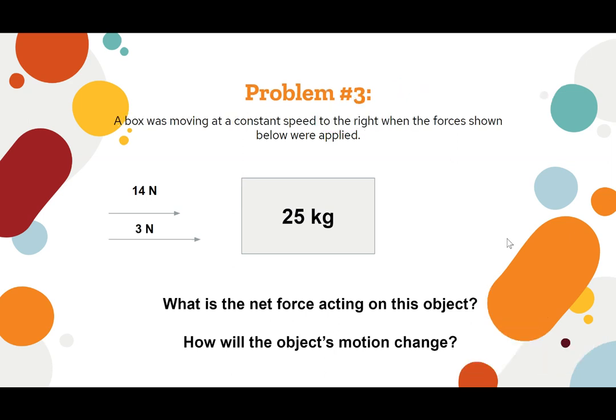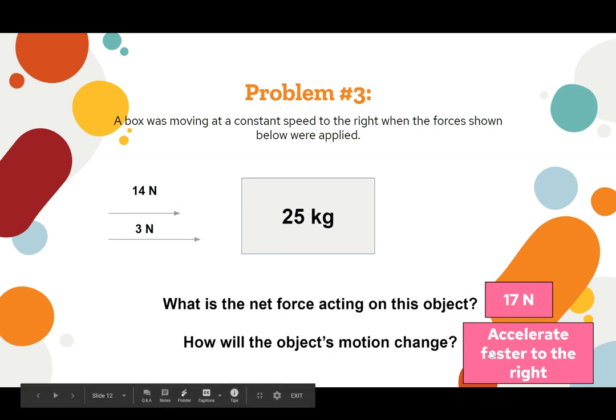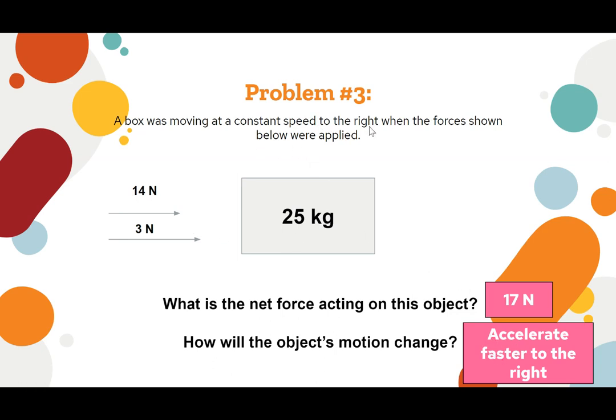Problem number 3. A box was moving at a constant speed to the right when the forces shown below were applied. So I have 14 newtons and 3 newtons, both moving to the right. So the net force is 17 because they're both in the same direction. So we add them, and it's going to accelerate faster to the right. It was already moving at a constant speed to the right. The forces were applied to the right. And since our net force isn't 0, it's just going to change its motion. It's going to accelerate.